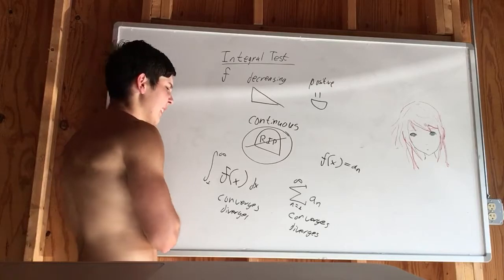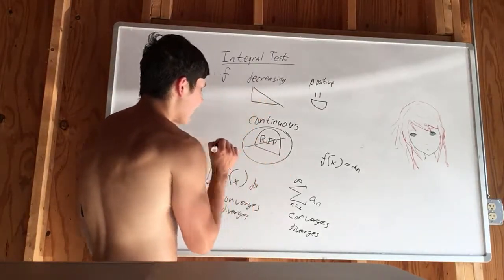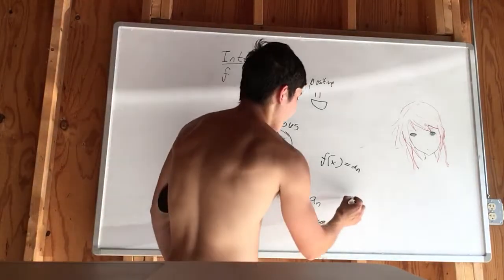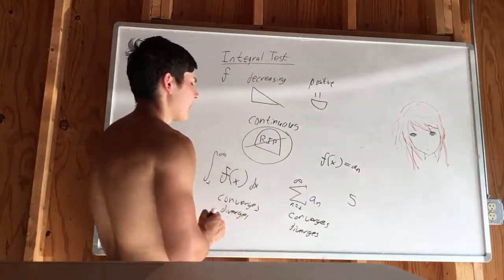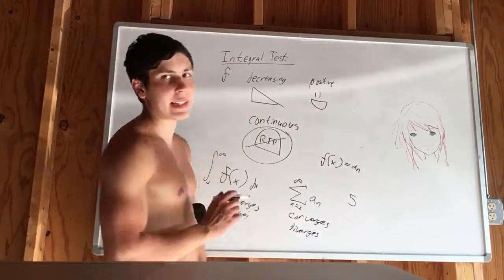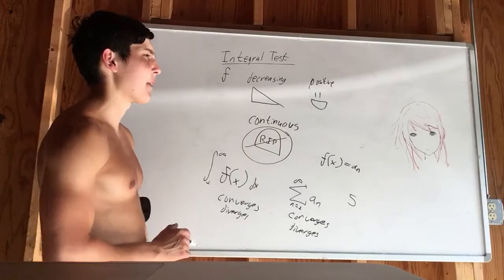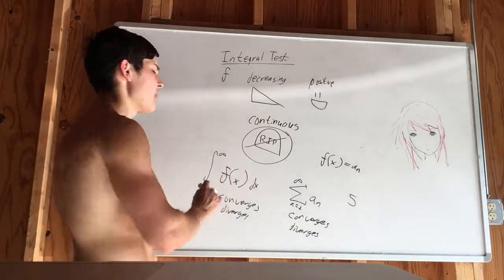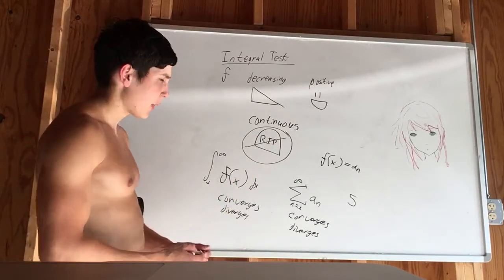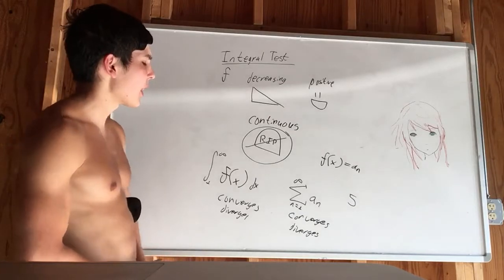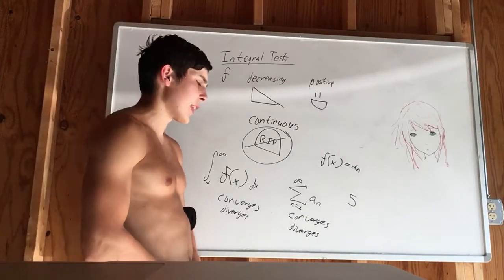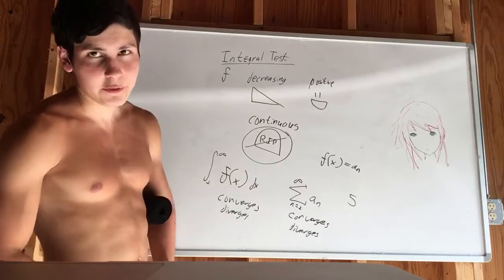But notice that if this converges to, say, the number 5, that doesn't necessarily mean that this series converges to the number 5. It just means that the series converges. So the integral test is used to find out if something converges or diverges, but not what it converges to.